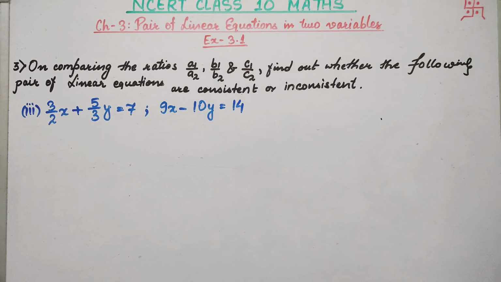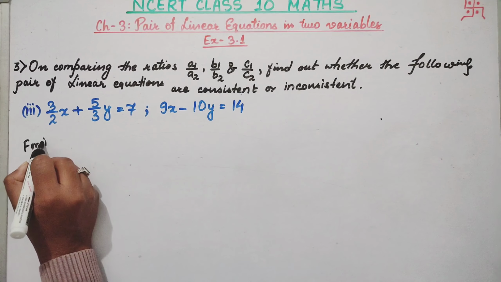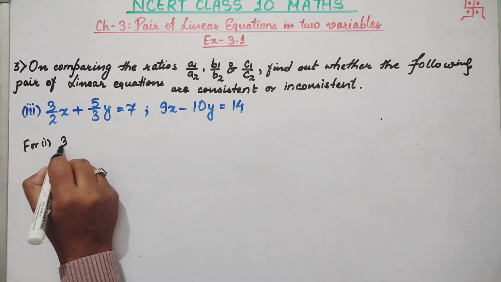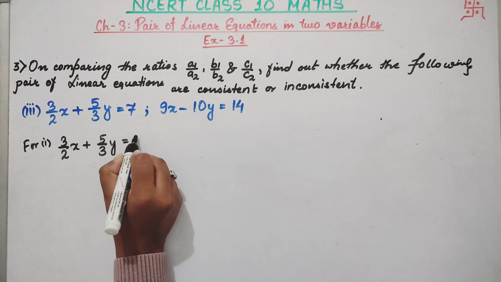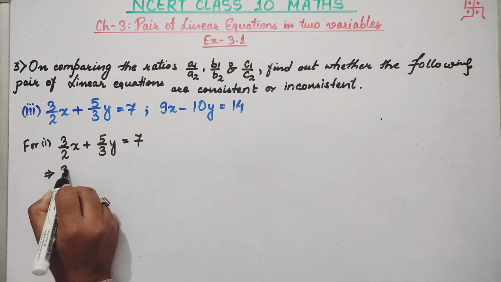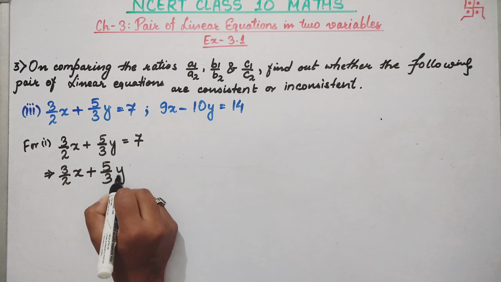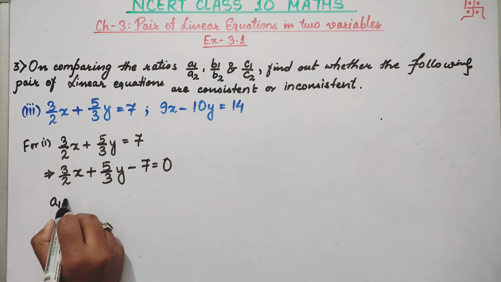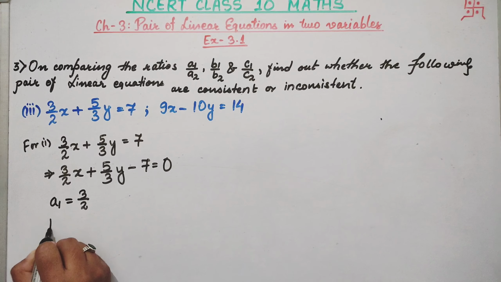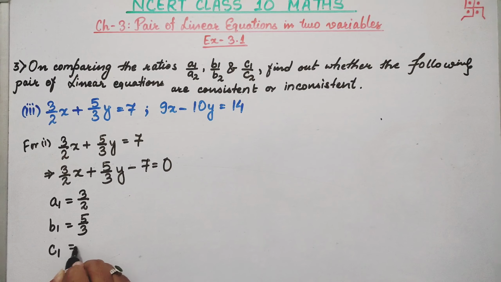Moving to the next question. Here we have the third question. For 1, we have 3 by 2x plus 5 by 3y equals 7. After rearranging, 3 by 2x plus 5 by 3y minus 7 equals 0. Here we have a1 equals 3 by 2, b1 equals 5 by 3 and c1 equals minus 7.